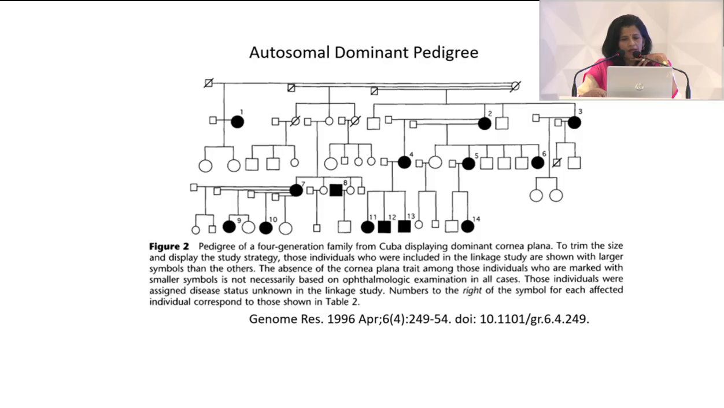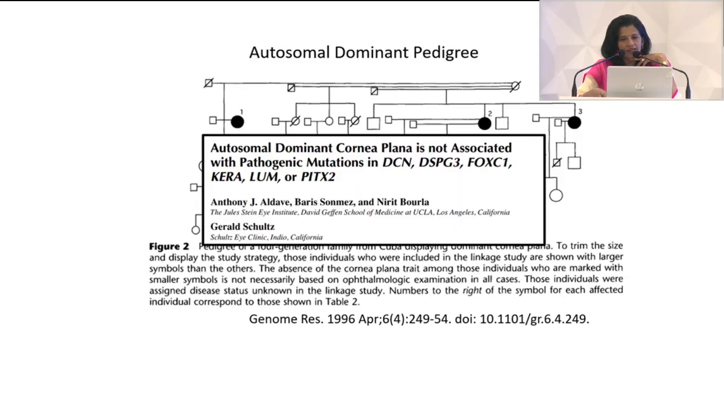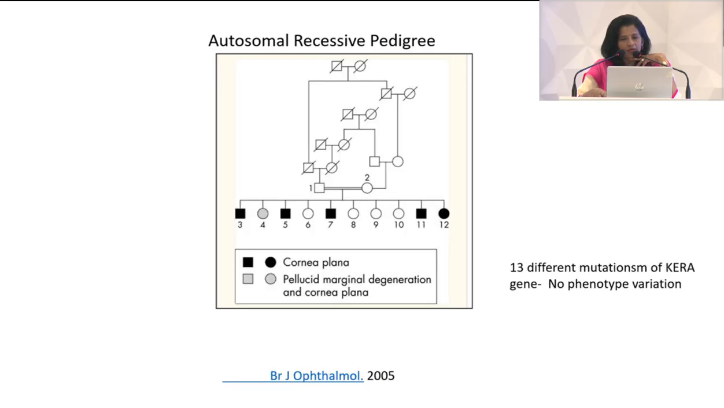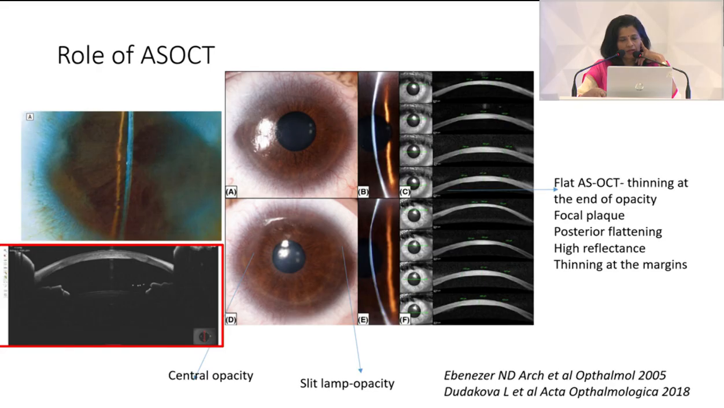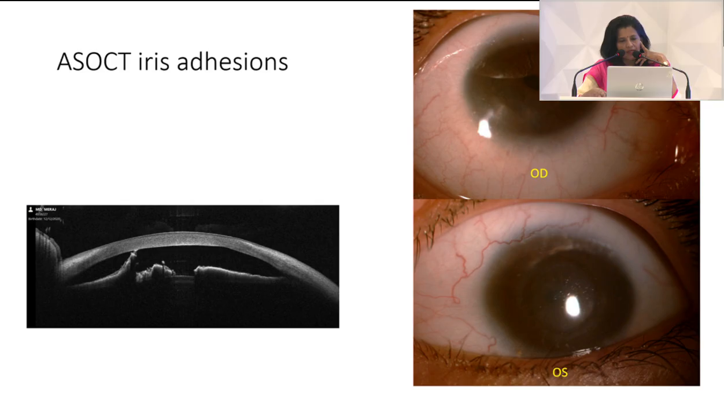And an autosomal dominant pedigree will typically look like this, where there will be multiple generations affected, and in autosomal recessive, you can skip the generations and you can have an affection. So I've already described the role of AS-OCT is to look for the disc-like plaque and to look at iris adhesions when they are present and document them with AS-OCT.